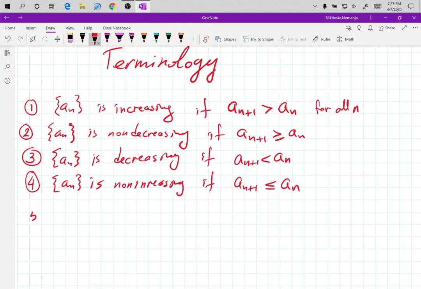Two more words. 5. An is monotonic, which is, it's either non-increasing or non-decreasing.